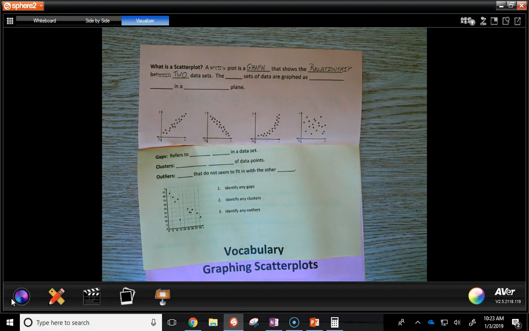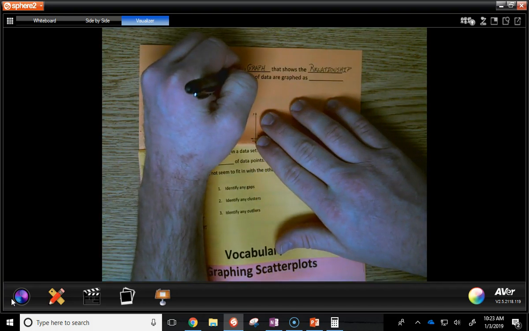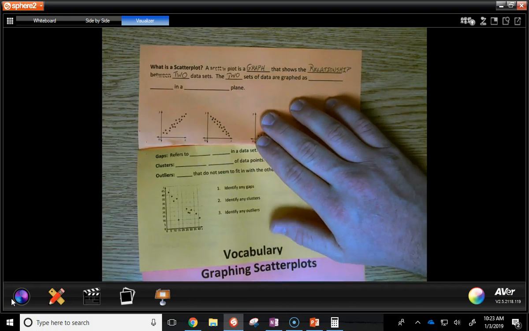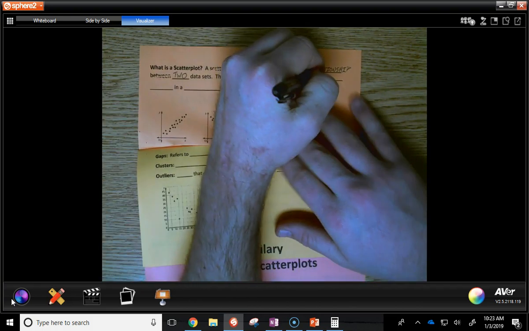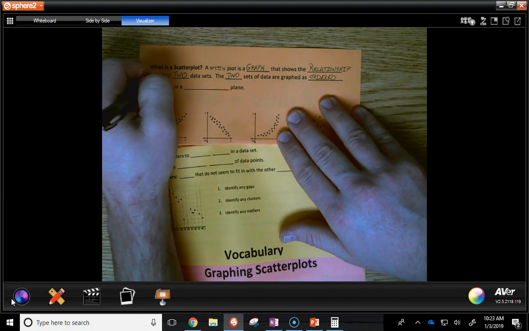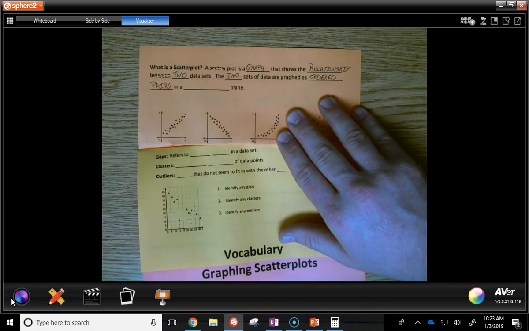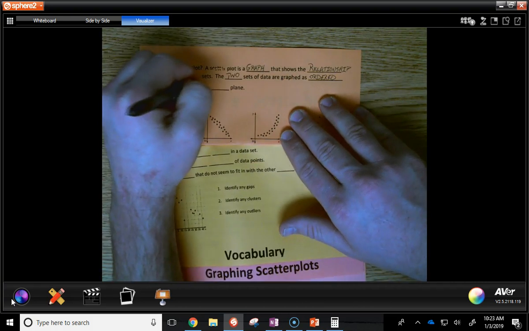Aaron, where's yours at? We don't need to be gluing it. We're filling it out right now. It says the two sets of data are graphed as ordered pairs in a coordinate plane.